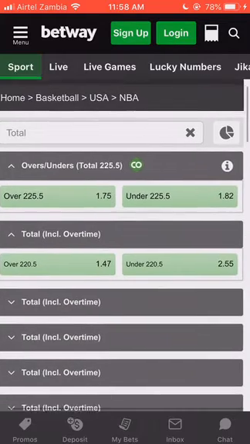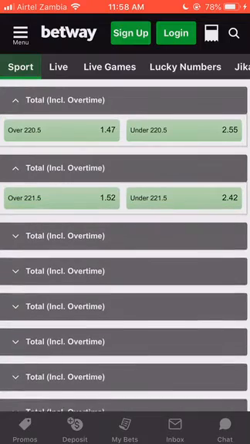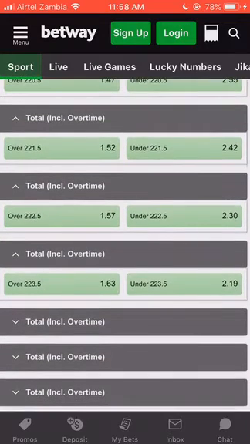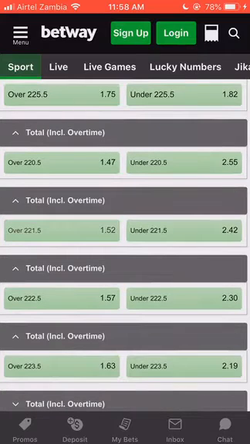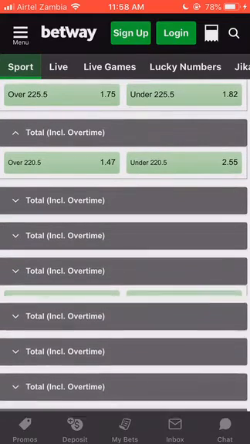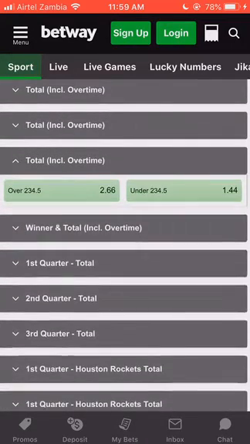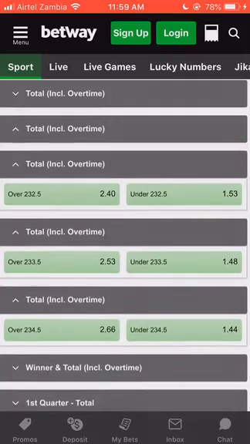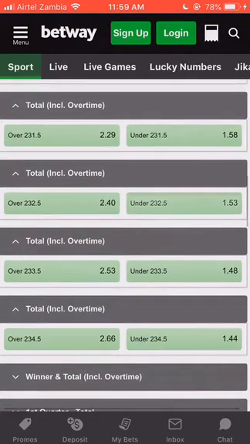So here, how are you going to tell what the lowest option is? Okay, 1.47 is definitely the lowest option, because as I open these other tabs, you can see for the overs, there's no number below 1.47. So 220.5, keep that number in mind. Then I'm going to look for the lowest unders option. As you can see, I'm opening the tabs. So the lowest unders option is 234.5.